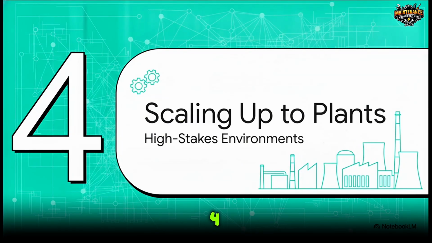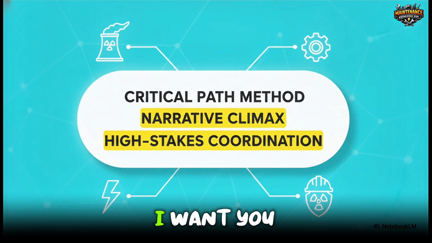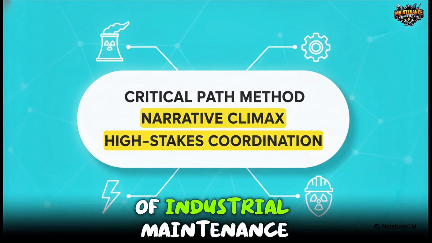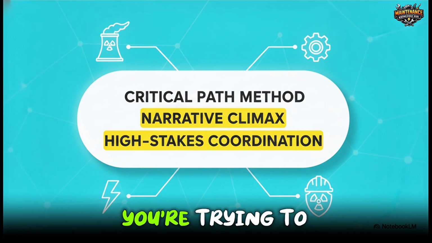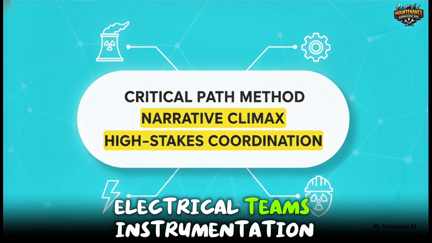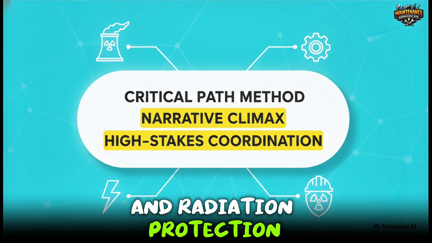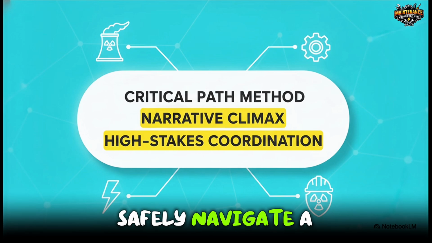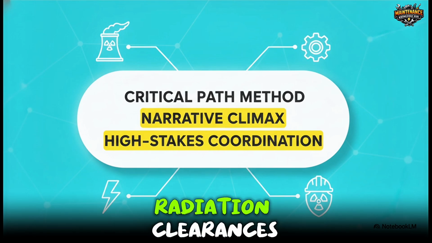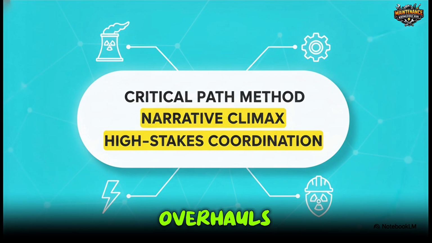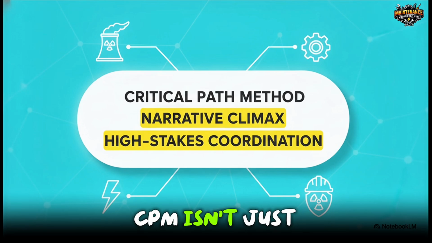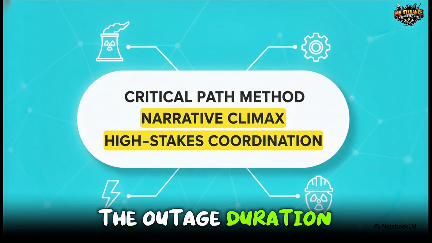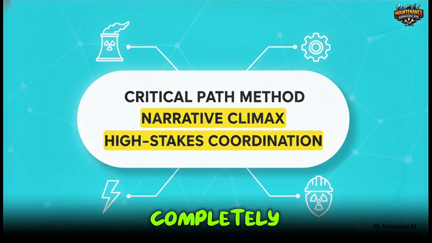All right, Section 4. Let's scale this up to power plants. I want you to picture the epic climax of industrial maintenance, a planned outage at a nuclear power plant. The stakes literally couldn't be any higher. You're trying to coordinate mechanical groups, electrical teams, instrumentation experts, and radiation protection units all at once. You have to safely navigate a reactor shutdown, secure super strict radiation clearances, execute massive motor overhauls, and run incredibly complex startup testing. In a high-stakes environment like that, CPM isn't just a helpful suggestion, it is absolutely mandatory. It's the only way to minimize the outage duration while keeping safety and quality standards completely non-negotiable.